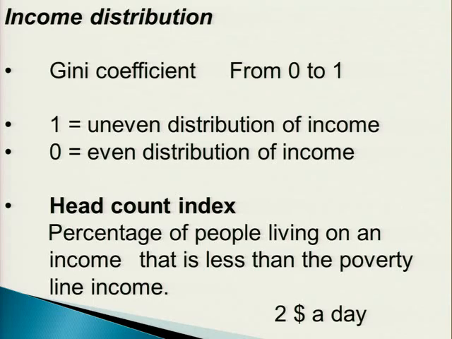Income distribution. We look at the headcount index. Now, the headcount index is an index that shows us how many people are living on an income less than the poverty line. Poverty line income is income less than about $2 a day. $2 a day is around about 22 Rand.